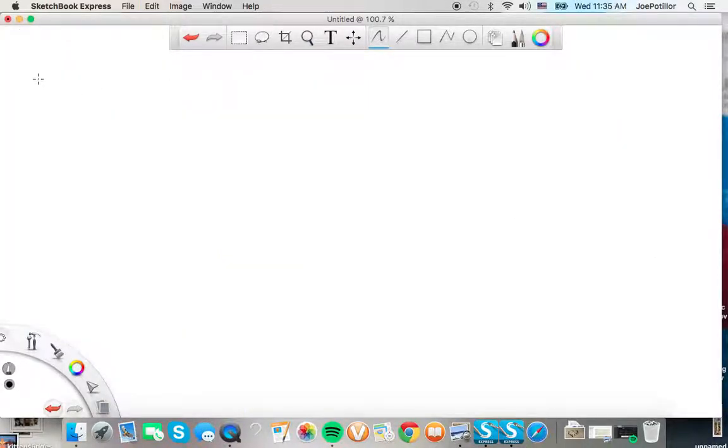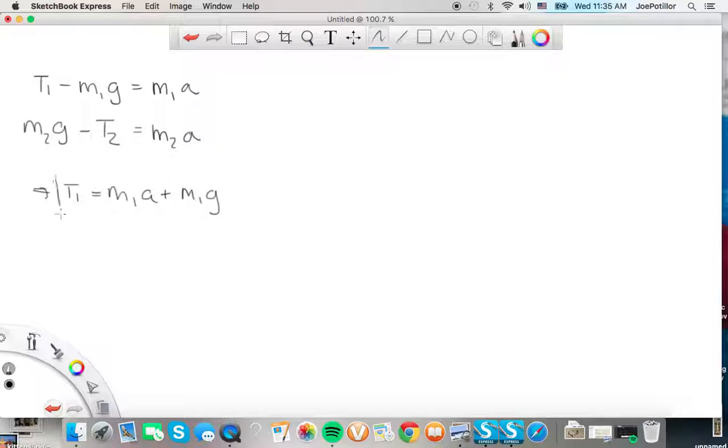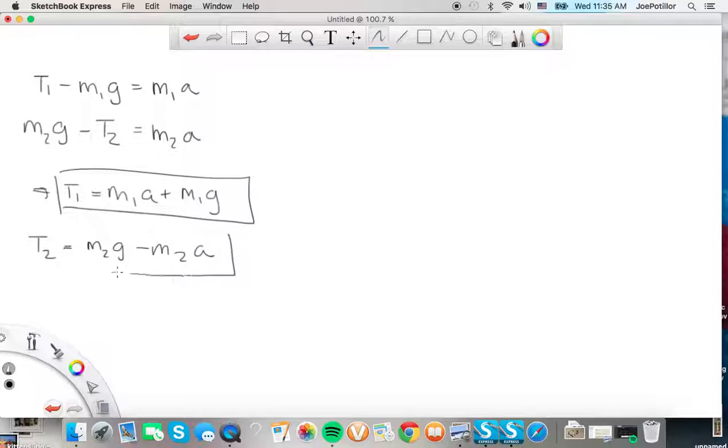So we have T1 minus M1G equals M1A. And then from here, M2G minus T2 equals M2A. From here, T1 equals M1A plus M1G. T2 equals M2G minus M2A. Alright.